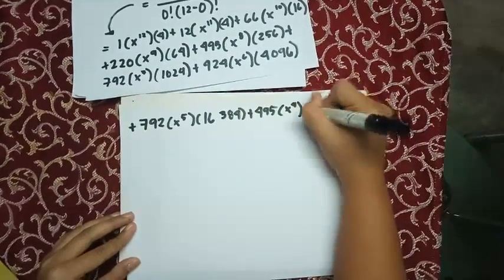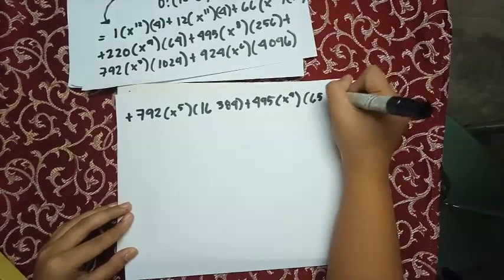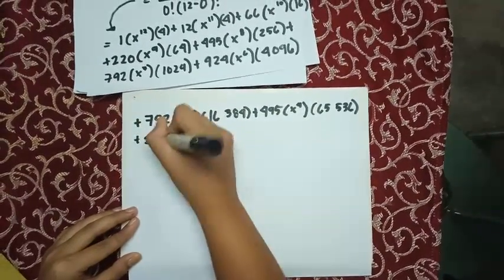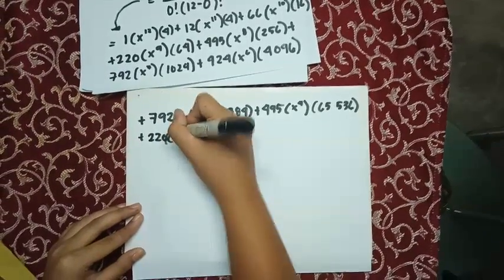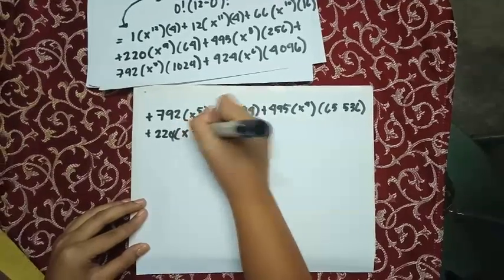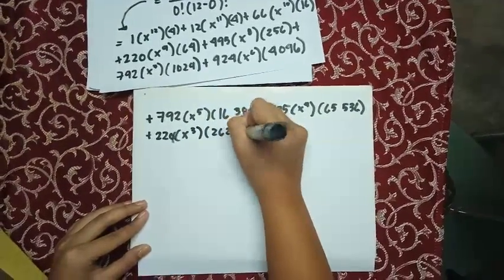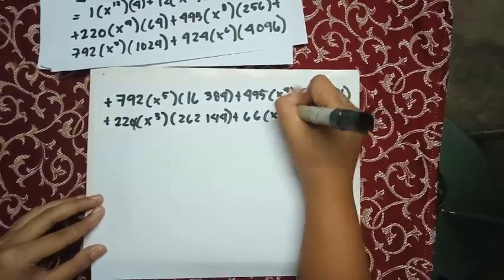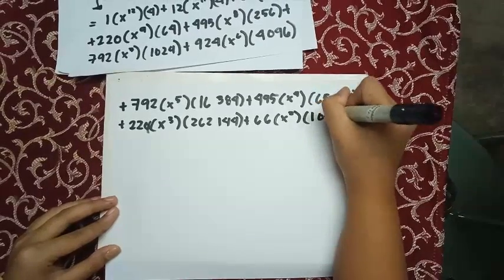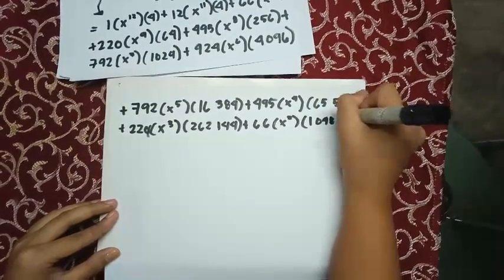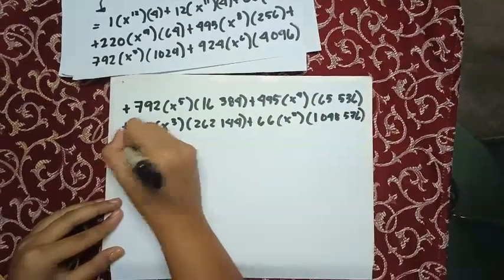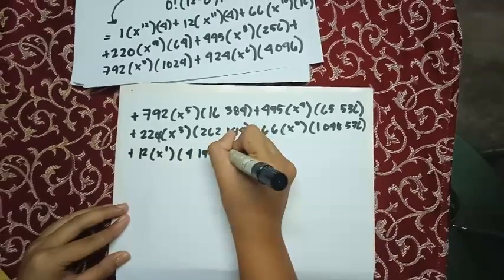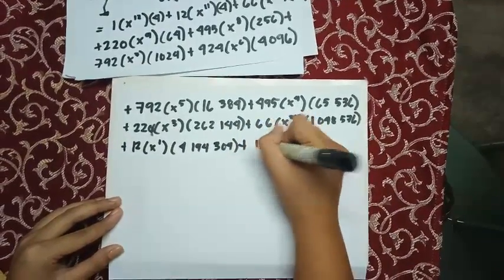262,144, plus 66 times x raised to 2 times 1,048,576, plus 12 times x raised to 1 times 4,194,304, plus 1 times 1 times 16,777,216. So from that, we're going to get the answer by the calculator.